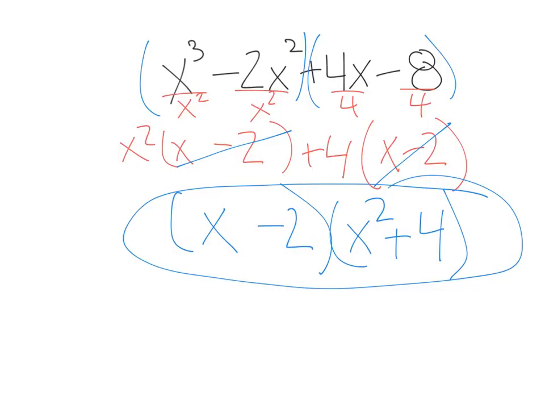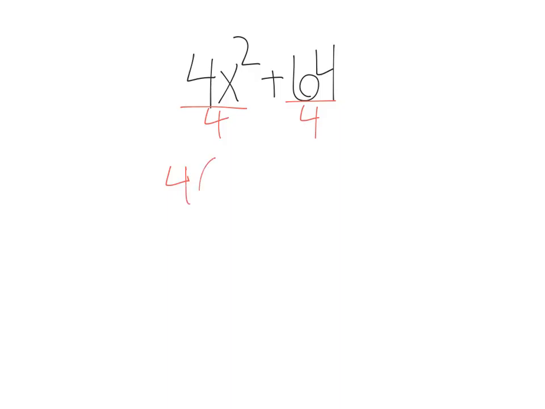And the last one on the front page, you have 4x squared plus 64. What can I do with this one? I can divide by 4. And if I divide by 4, that gives me 4 times x squared plus 16.